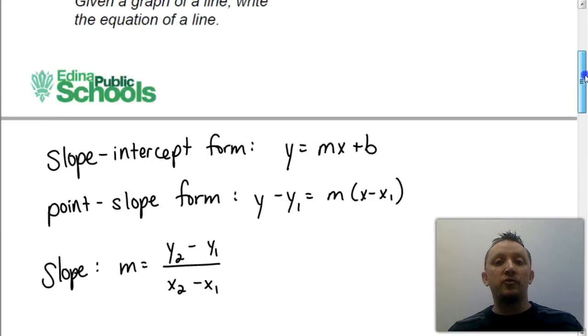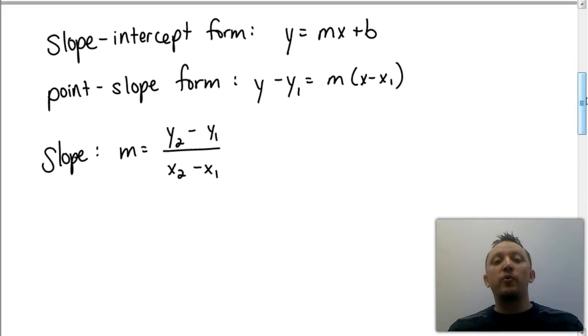So let's go back and let's review what we've talked about so far. We've learned about the slope-intercept form of a line is in the form y equals mx plus b, where m is your slope and b is your y-intercept. We've also talked about the point-slope form of a line, which is y minus y1 equals m times x minus x1. And remember, m is your slope again, and the x1 and the y1 are a coordinate on the line. And remember also that the slope of a line is represented by y2 minus y1 over x2 minus x1. Today in this video we're going to be using these three different pieces.